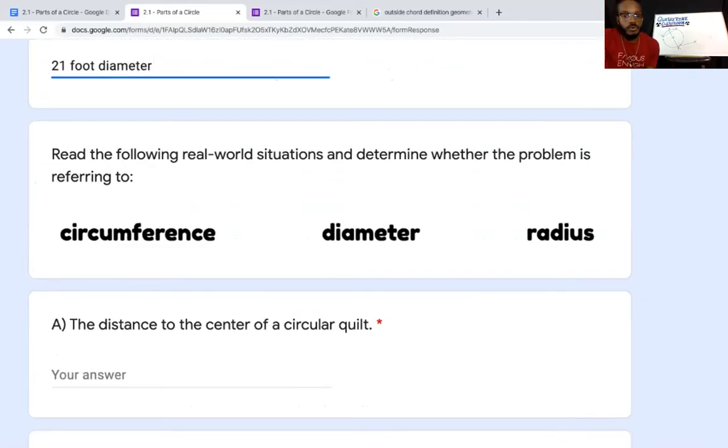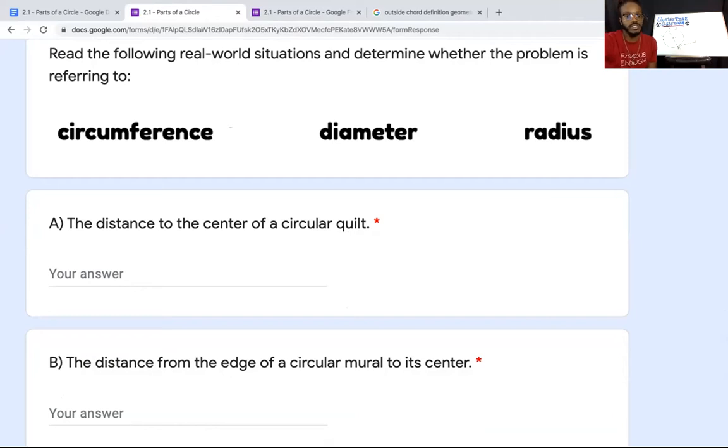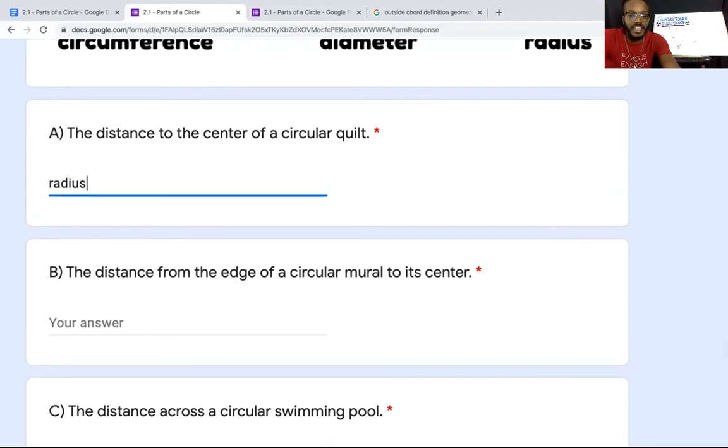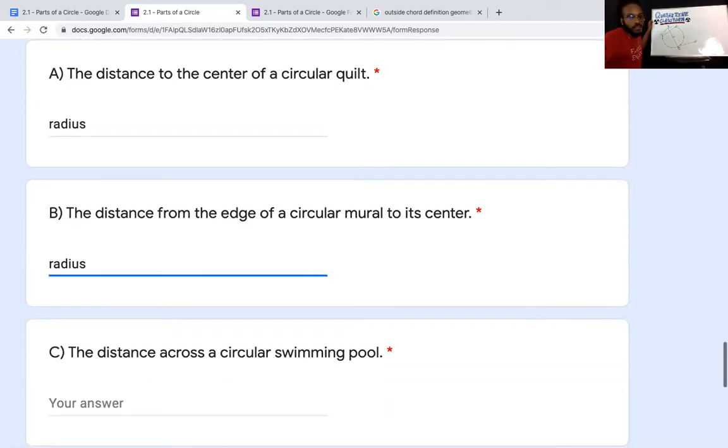Read the following real-world scenarios and determine whether the problem is referring to the circumference, diameter, or radius. The distance to the center of a circular quilt. The distance to the center is the radius. The distance from the edge of a circular mural to its center sounds a lot like the distance to the center. Again, this real world scenario is describing radius.